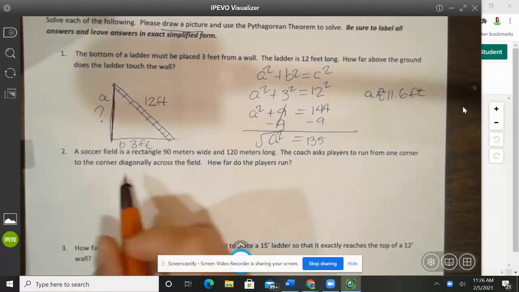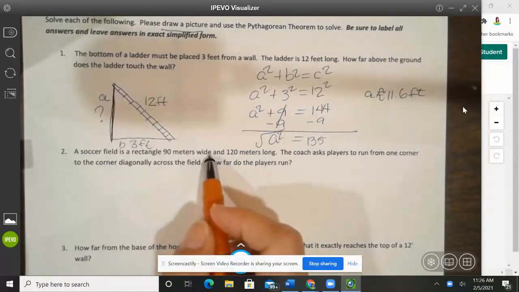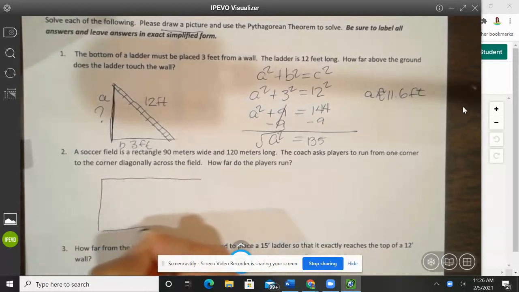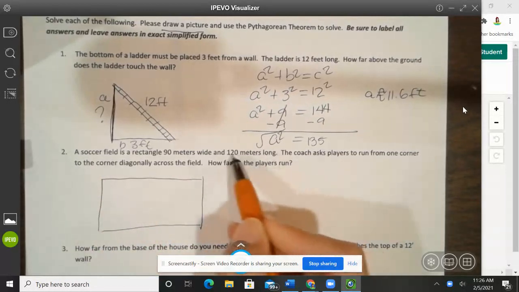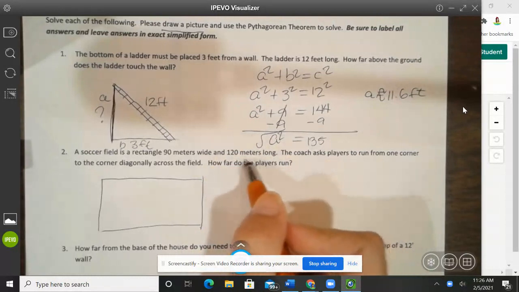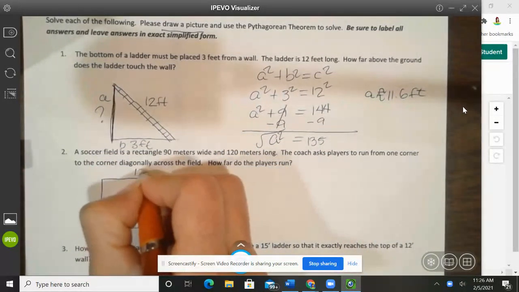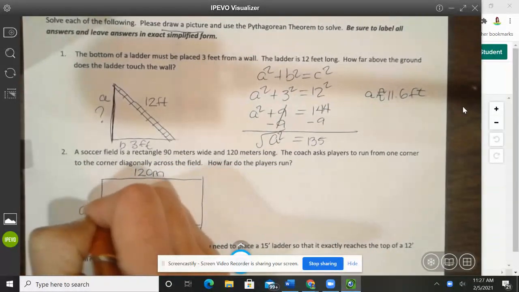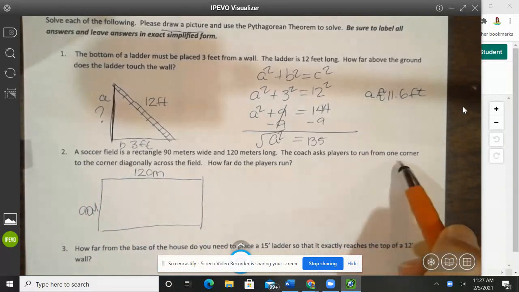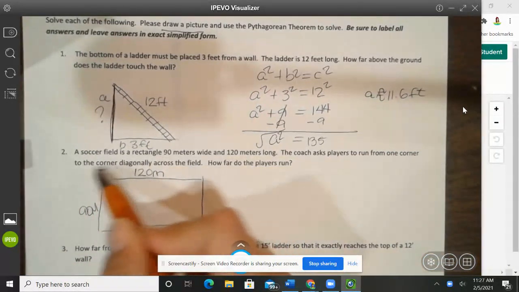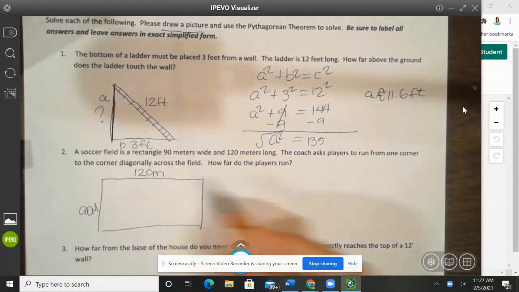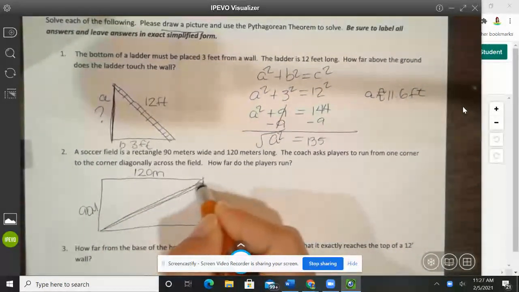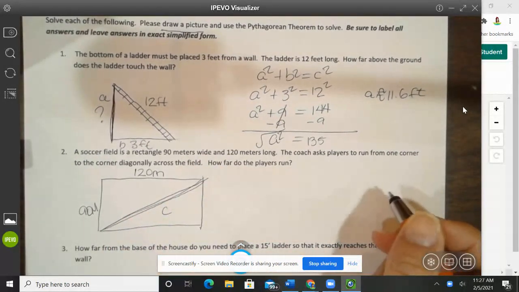Okay, so let's do another one. It says a soccer field is a rectangle 90 meters wide and 120 meters long. All right, so this is a rectangle, kind of, right? And it's 120 meters long, and wide it's 90 meters. Then it says the coach asks players to run from one corner to the other corner diagonally on this field. So guess what you're looking for? You're looking for C.